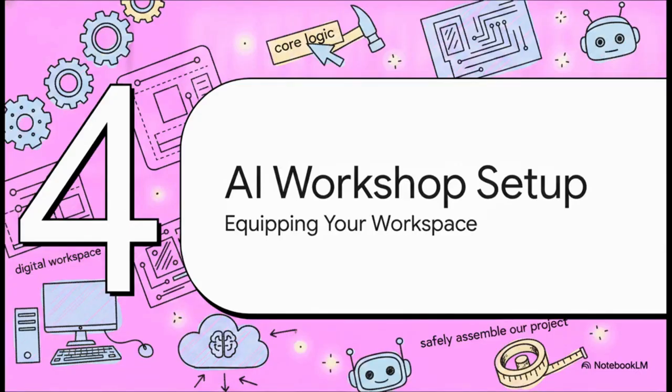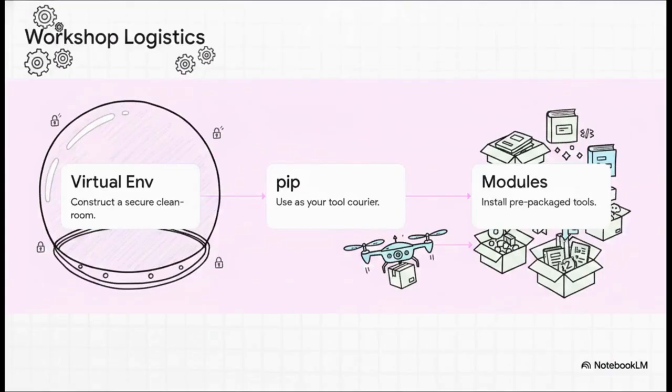All right, Section 4, Equipping Your AI Workshop. The syllabus gives us 3 critical logistical tools here. Step 1, virtual environments. Think of this as constructing a quarantined cleanroom so your AI tools don't interfere with your computer's other software. Step 2 is pip, which is kind of like your automated tool courier. Whenever you need a new piece of software to make your AI smarter, you literally just tell pip to go fetch it. And step 3, modules. You absolutely don't have to build a complex language processor from scratch. You just tell pip to fetch prepackaged modules created by other brilliant engineers and bring them right into your cleanroom. It's a real game changer.